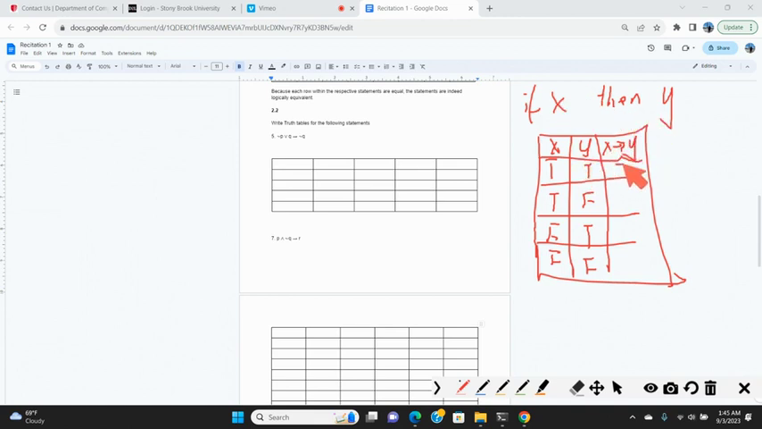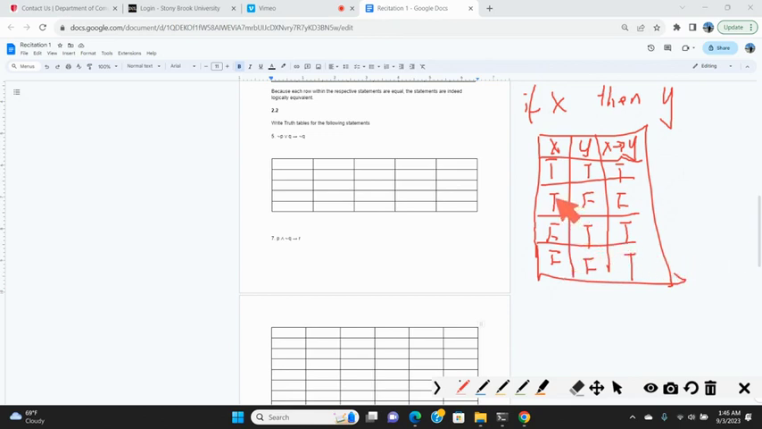If X then Y is only false when X is true and Y is false. And we can take a little time to think about why that is the case. If X then Y implies a relationship that if the condition X happens, then Y must happen. So obviously if X is true and Y is true, the result is true. And if X is false and Y is false, the result is obviously also true.